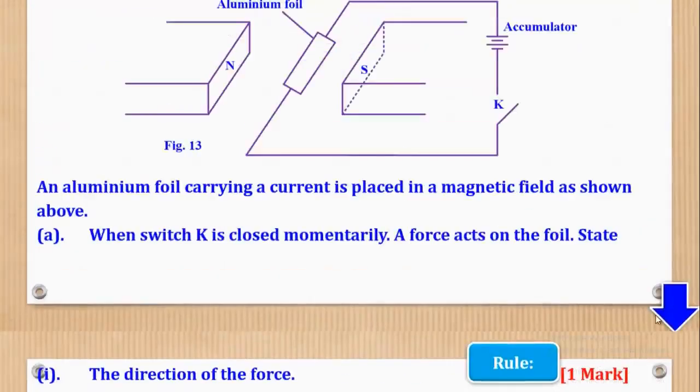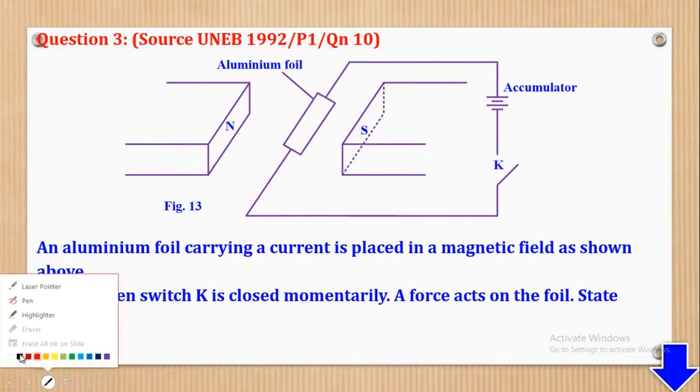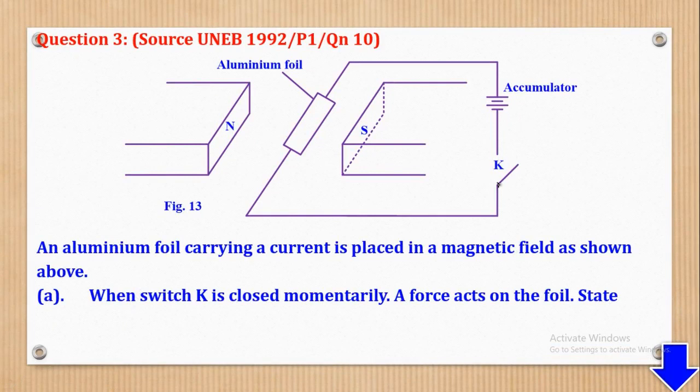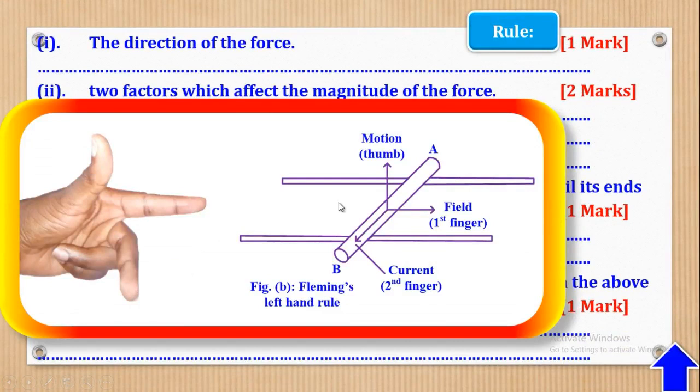So first of all, you realize that when you close the switch, it means that current moves from the positive terminal to the negative terminal, so it will move in this direction like that. Therefore, through the aluminum foil, current is in that direction. Therefore, when we use Fleming's left-hand rule, we shall come and get this.